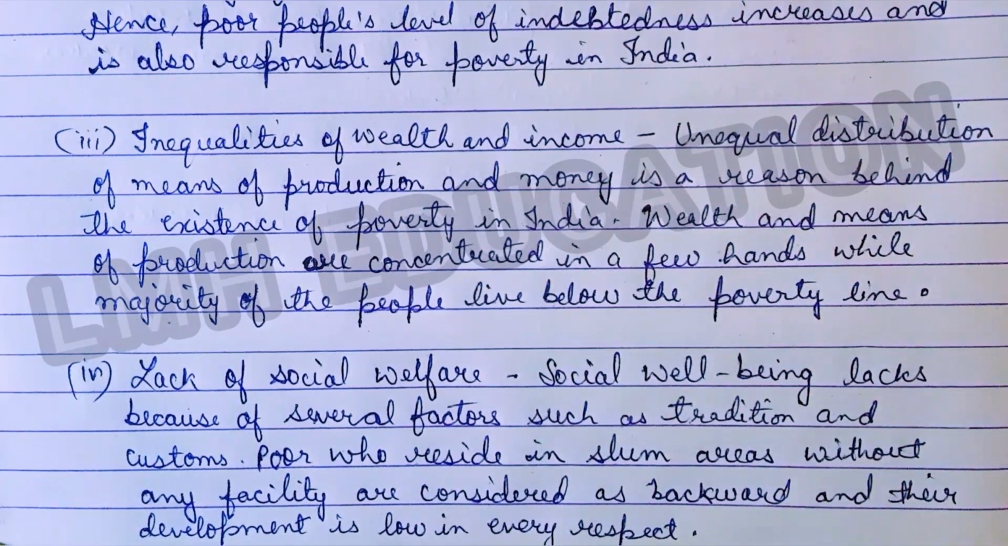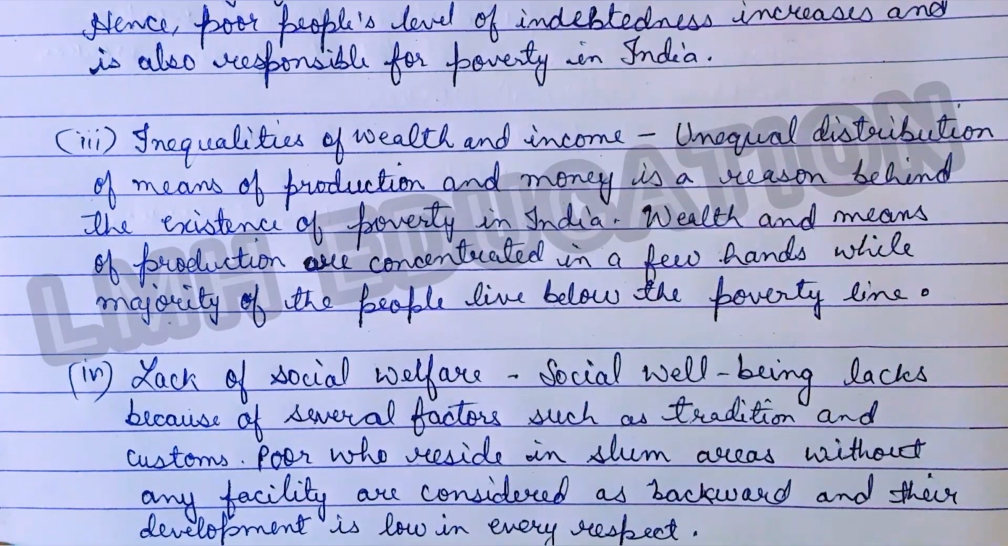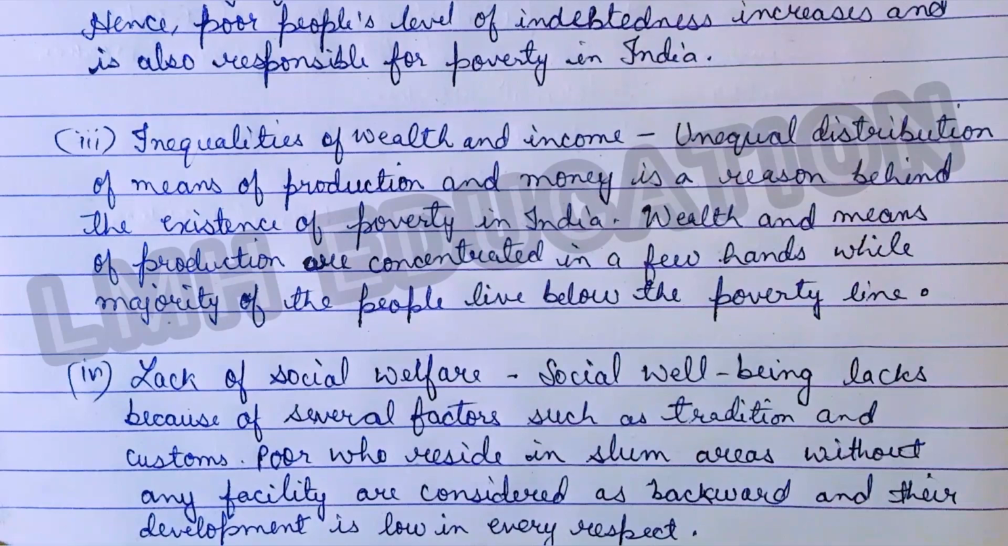Next is the fourth point, lack of social welfare. Social well-being lacks because of several factors such as tradition and customs. The poor who reside in slum areas without any facility are considered backward, and their development is low in every respect. So this is the answer of question number 44.